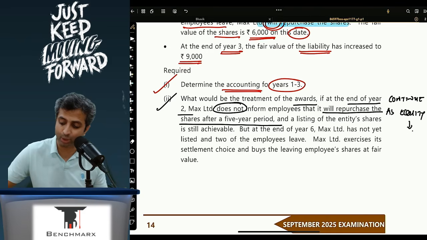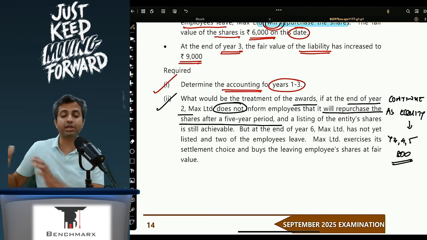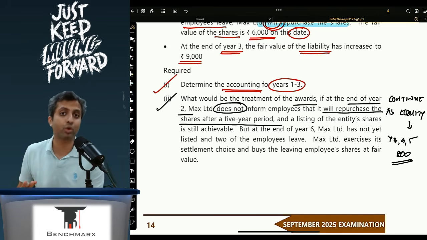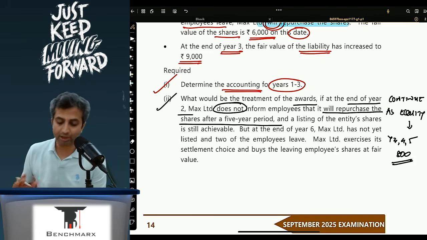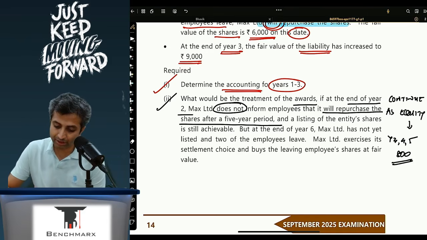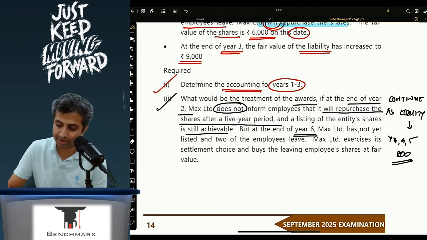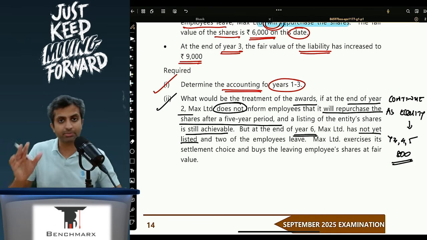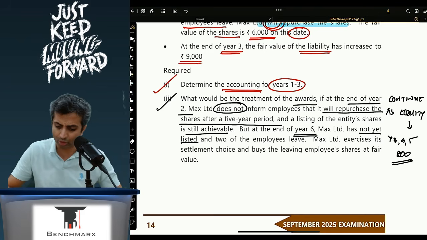And if it continues as an equity settled plan in years 3, 4 and 5, you will still continue to recognize 800, 800, 800 only, and ultimately your SBP reserve will turn out to be 4,000 at the end of the 5th year. And the listing of the entity shares is still achievable, but at the end of year 6, Max has not yet listed. That is fine. You are still not committing that you have to repurchase, and hence it will be an equity settled plan only.